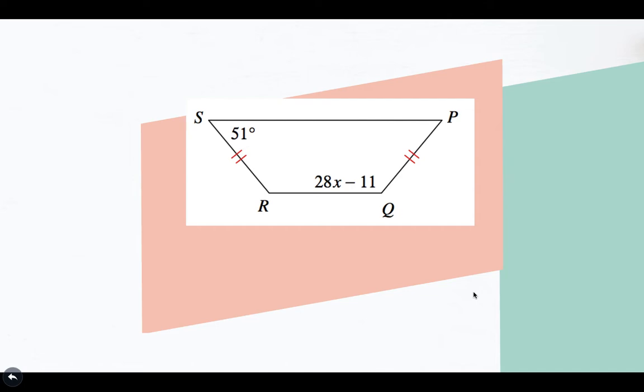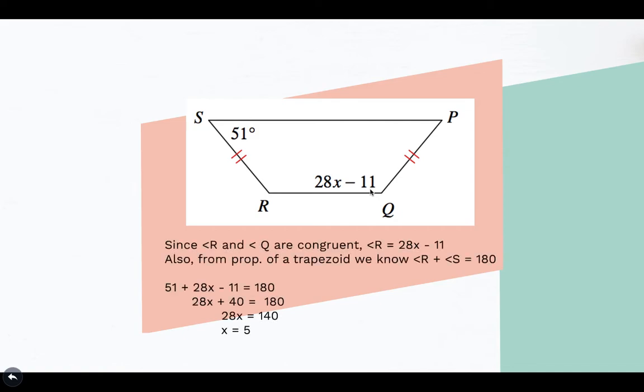Let's take a look at an example. So here we have an angle example. We have angle S is equal to 51 and angle Q is equal to 28x minus 11. So since angle R and angle Q are congruent, this angle and this angle are congruent, we can say that angle R is also 28x minus 11.